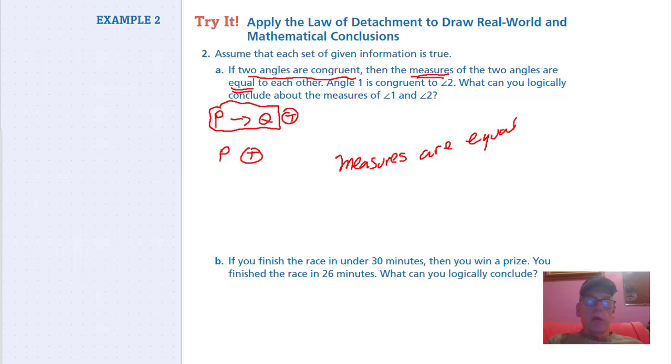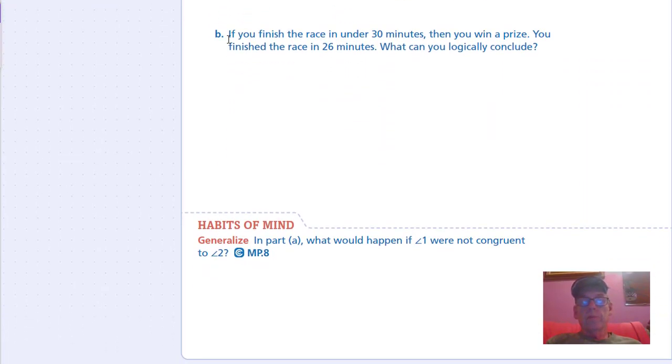Okay, let's go up and look at B. If you finish the race in under 30 minutes, then you win a prize. For this one, I'm just going to use notation: race in under 30 minutes. If you finish the race in under 30 minutes, then you get a prize. So if R, then P. Finishing in under 30 minutes is the R part, and getting a prize is the P part.